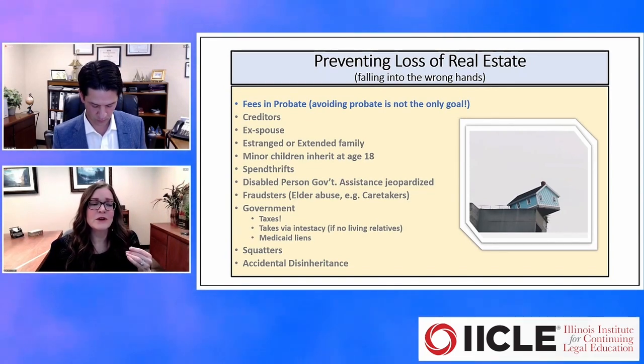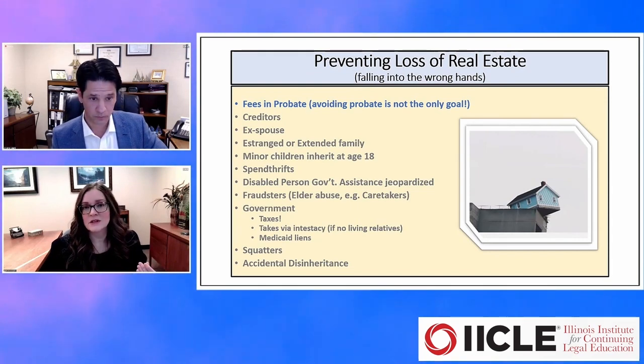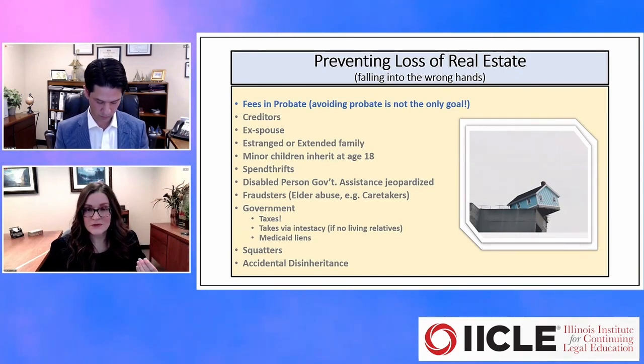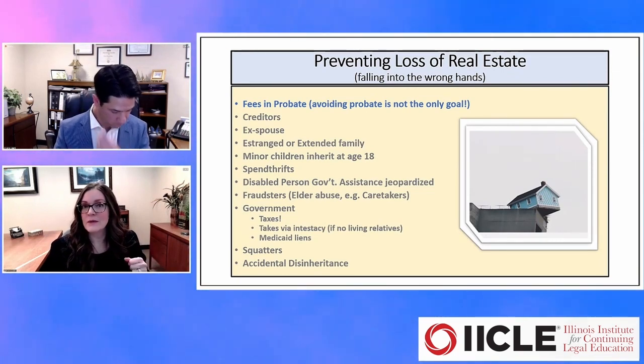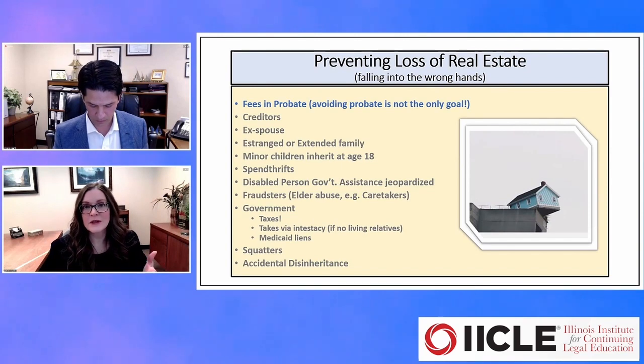Also, we don't want to jeopardize a disabled person who's on government assistance. We don't want to make them ineligible for that assistance by having them inherit. So that is another potential loss. Fraudsters, we've covered a lot in our webinar today about fraudsters. Elder abuse, caretakers is a big one. We also want to prevent loss of real estate from falling into the hands of government.